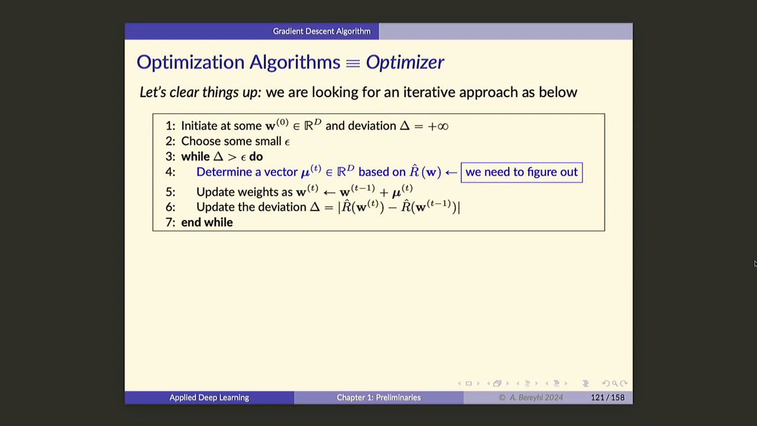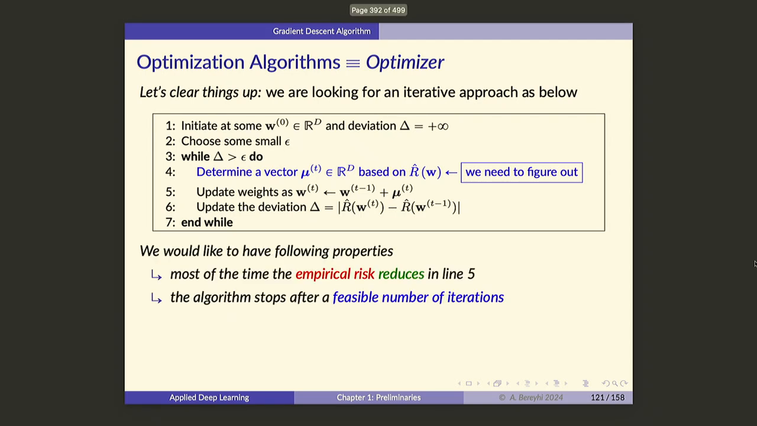Okay. Any question? So you got the idea of what is the optimization algorithm we are looking for. And now the only question is, what is this mu? How can we find this guy out? And of course, these are the favorable things that we are looking for. First of all, in this line 5, we hope that each time we update, most of the times at least, we are just dropping in the value of the loss. This is one thing. Value of the risk.